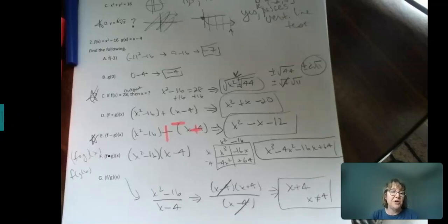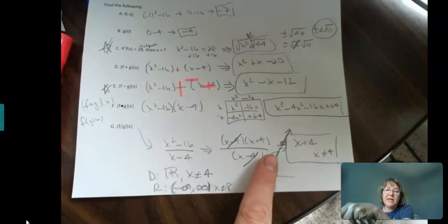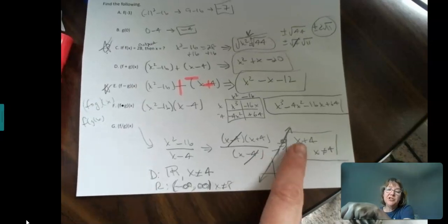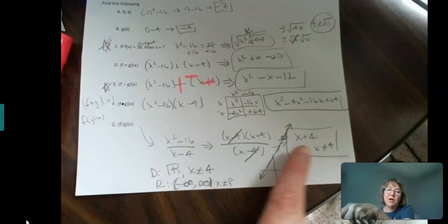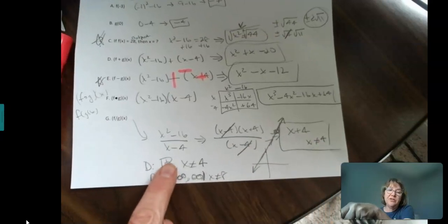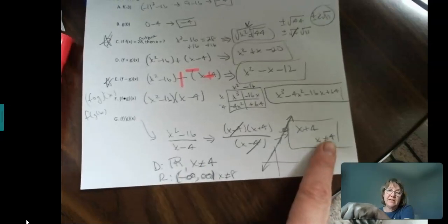All right, I'm going to pause. We're going to go to page 2. The top of the next page asks for the domain and range of this function. It's going to look like a line, just with a hole where it can't be 4. So basically, all reals are okay for the domain and range, except for the domain, 4 is not allowed.